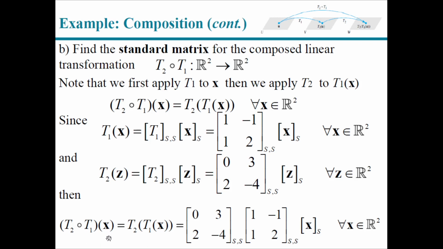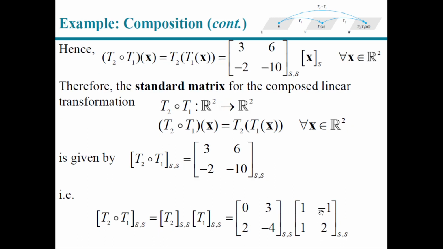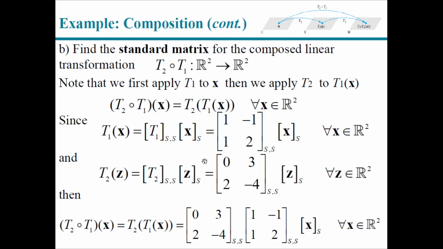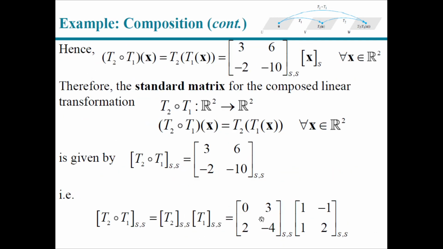So it's not complicated, nothing changes. Just put the standard matrix associated with T2 times standard matrix associated with T1 times the coordinates of x. Same order, nothing changes. So if I do the product of these two matrices, I'll get the matrix here. So this is my standard matrix for the composed linear transformation. If you multiply these two matrices, you'll get the matrix here, 3, 6, -2, -10. So this is a standard representation matrix for the composed linear transformation.